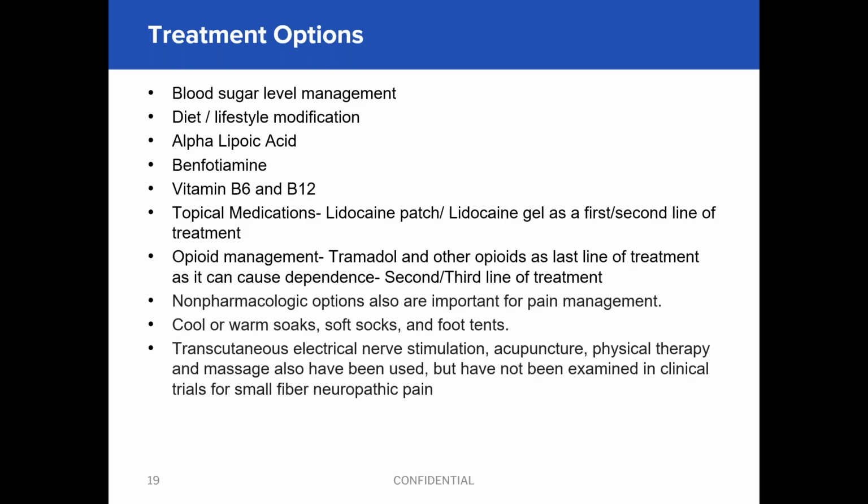Some treatment options: of course, if it's a diabetic, blood sugar management is very important. Diet and lifestyle modifications. Certain vitamins that are important for nerve health include alpha-lipoic acid, benfotiamine, vitamin B6, and B12. There are topical medications such as lidocaine patches, lidocaine gel, and topical pain creams that may be compounded and include things like ketamine, as well as CBD cream if you have that at the office. They can be helpful for the patient.